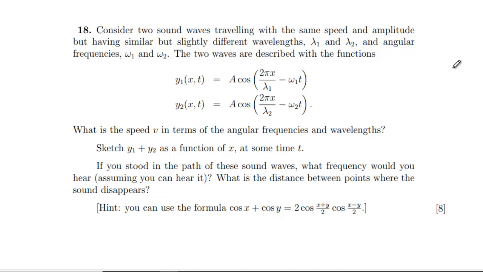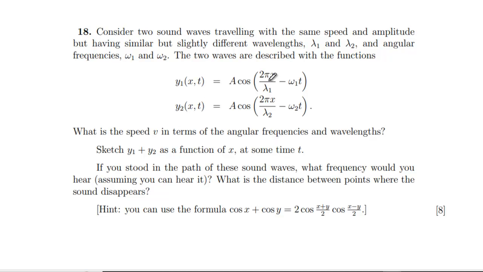Consider two sound waves traveling with the same speed and amplitude but having similar but slightly different wavelengths. Okay, angular frequencies, yeah. Two waves are described by these functions. Right, so it's the same thing. They've just written ones and twos for y's, lambdas, and omegas. What is the speed v in terms of angular frequencies and wavelengths?